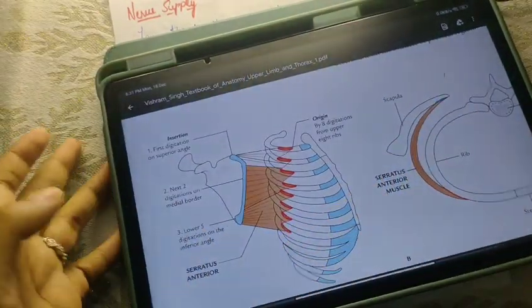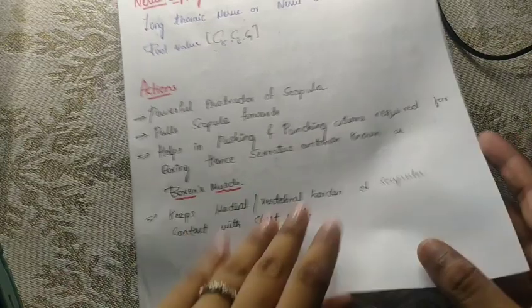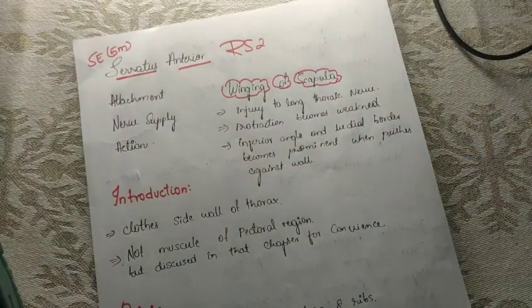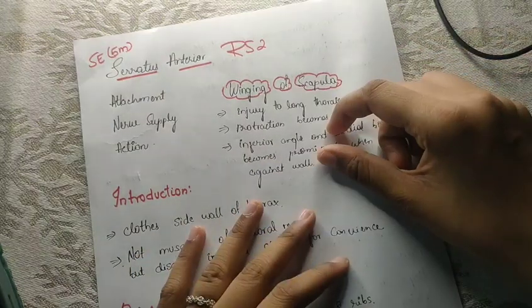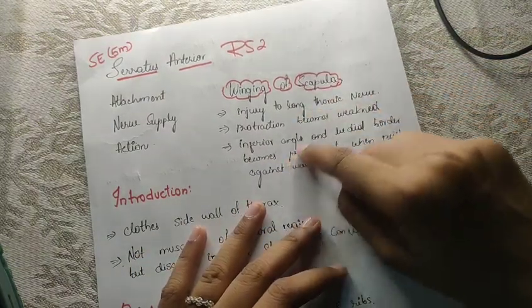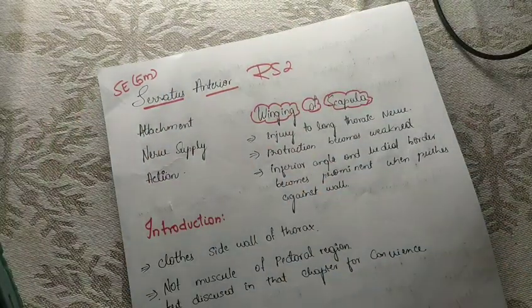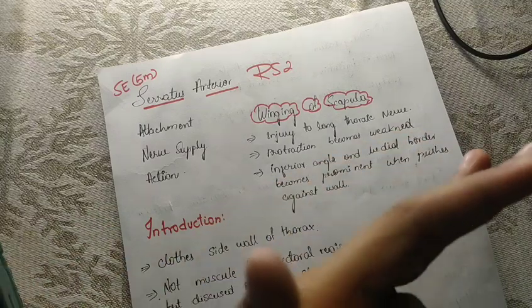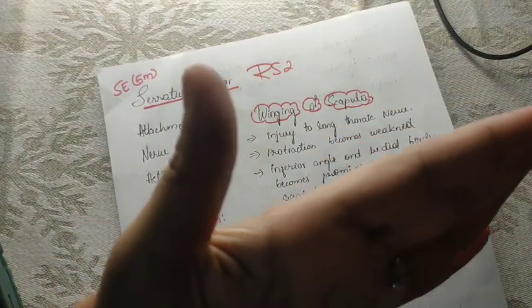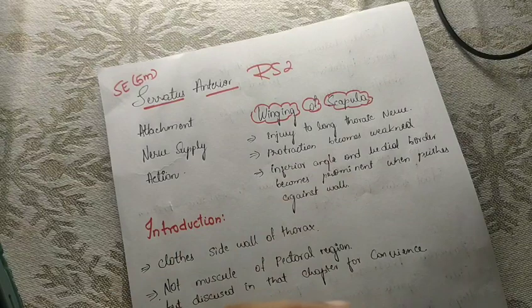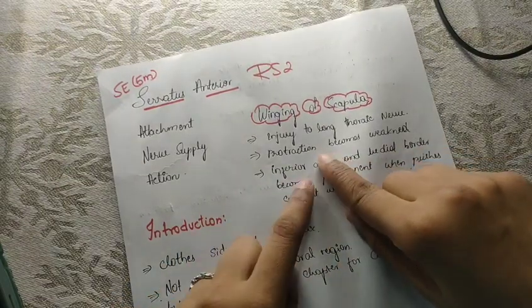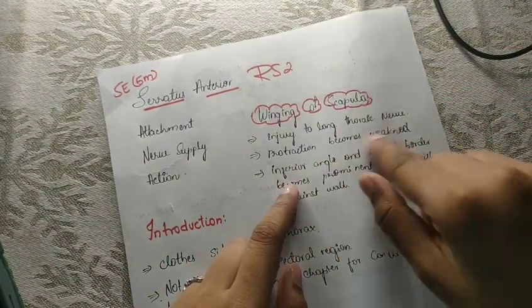In case of winging of scapula, as we have studied, we have to study this because it is an important case study, many times asked, and they'll ask you this question in viva. Winging of scapula is due to injury to the long thoracic nerve. The long thoracic nerve was supplying the serratus anterior muscle, but injury to this nerve paralyzes the serratus anterior muscle. The serratus anterior muscle was a powerful protractor. It brings the scapula close to the chest wall. But now in this case, as the serratus anterior muscle got paralyzed, the protraction becomes weakened.